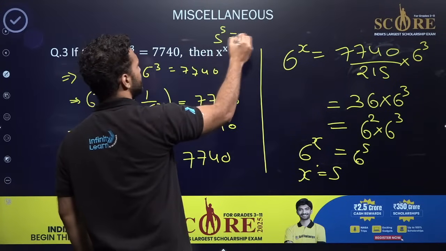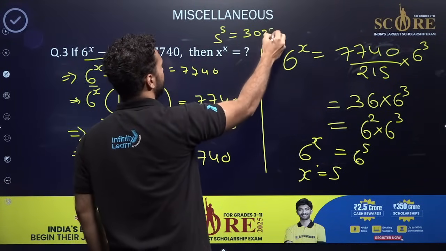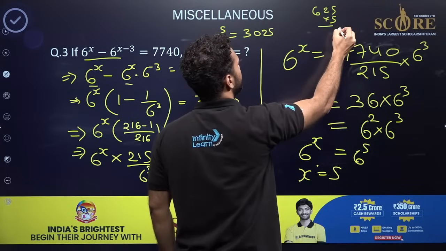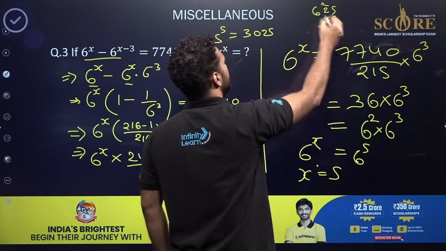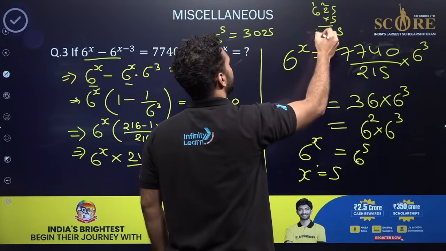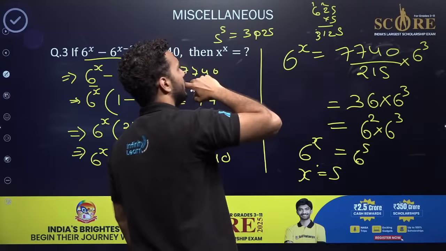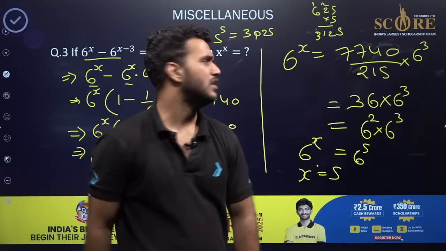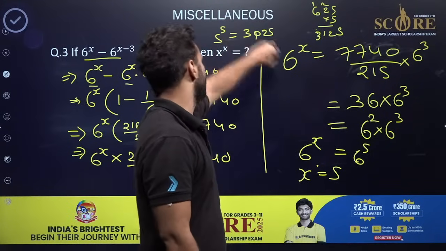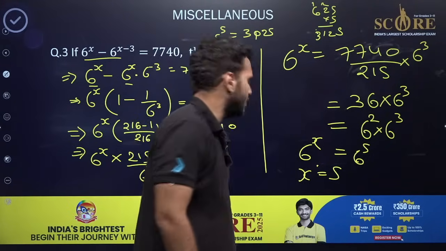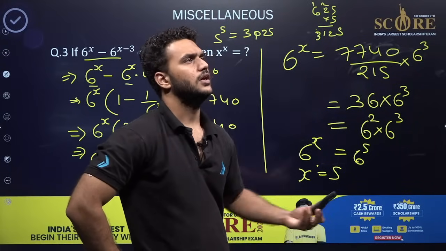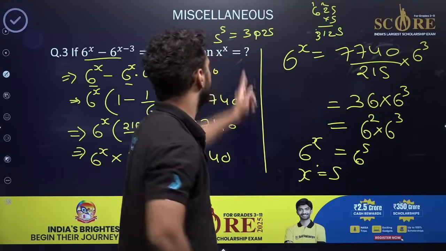5 to the power 5 is nothing but 3125, because 625 multiplied by 5, 5 5s are 25, 5 2s are 10 and 12, 5 6s are 30 and 31. Yeah, 3125 I will get. 3125. Whatever, you just have to check the answer. 25 into 5, yeah, 125, yeah, 3125.